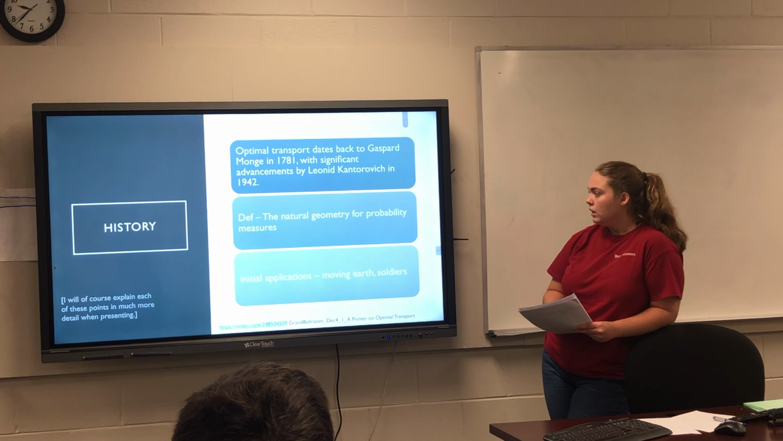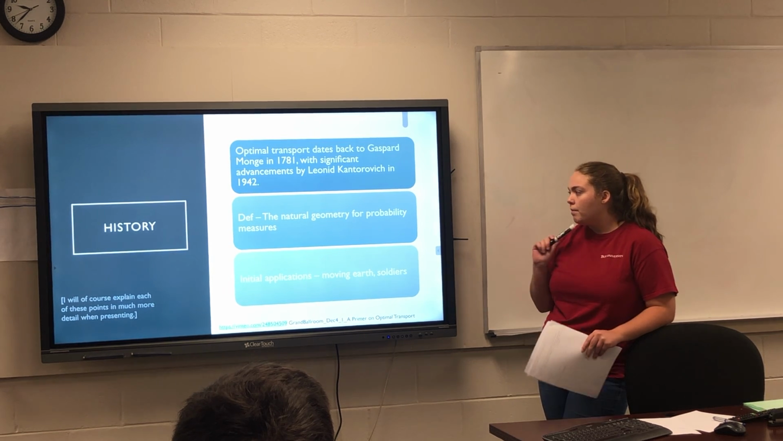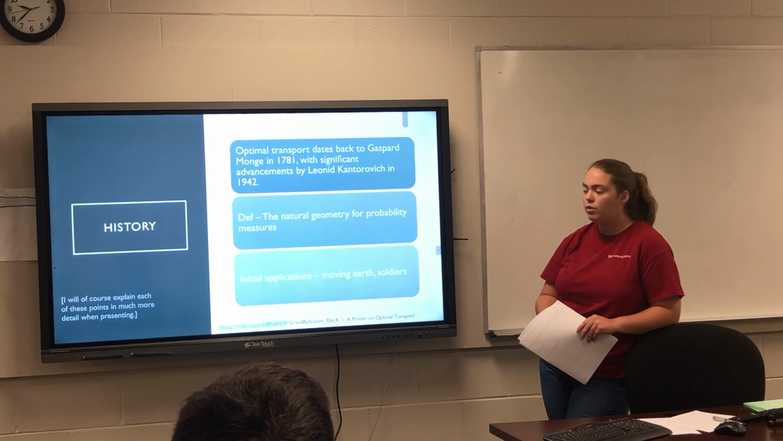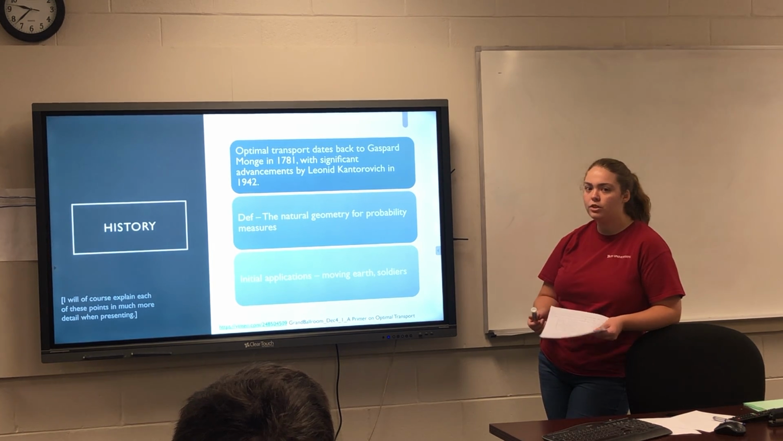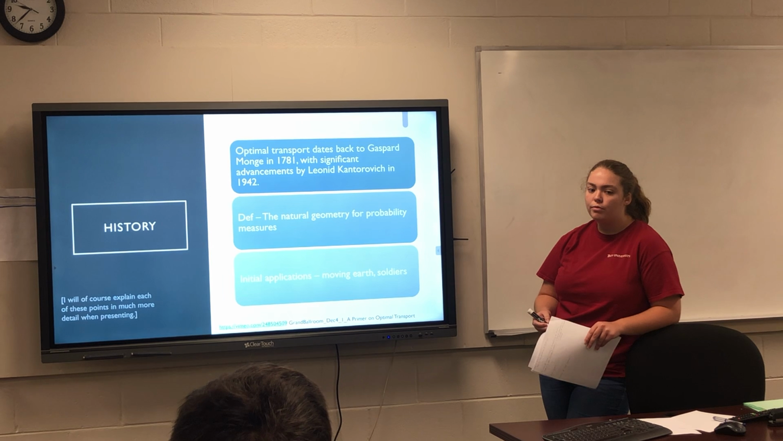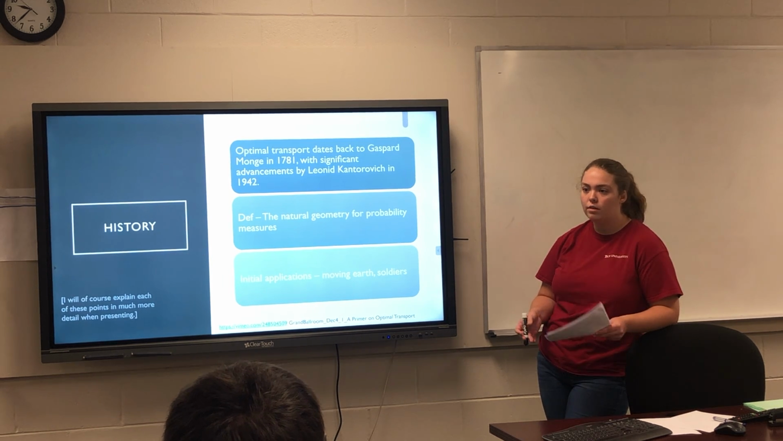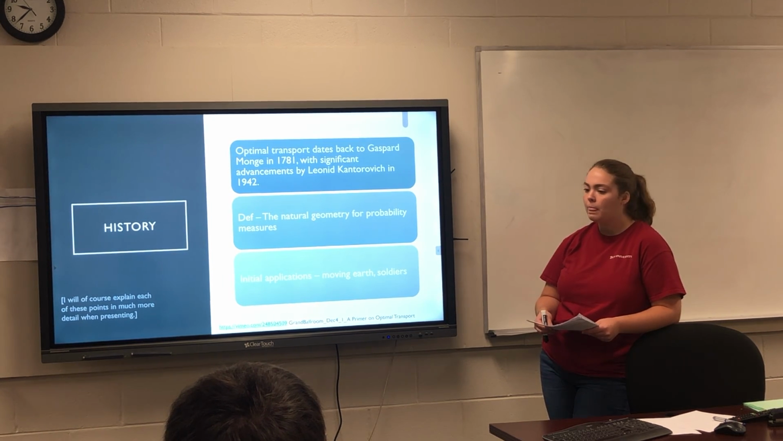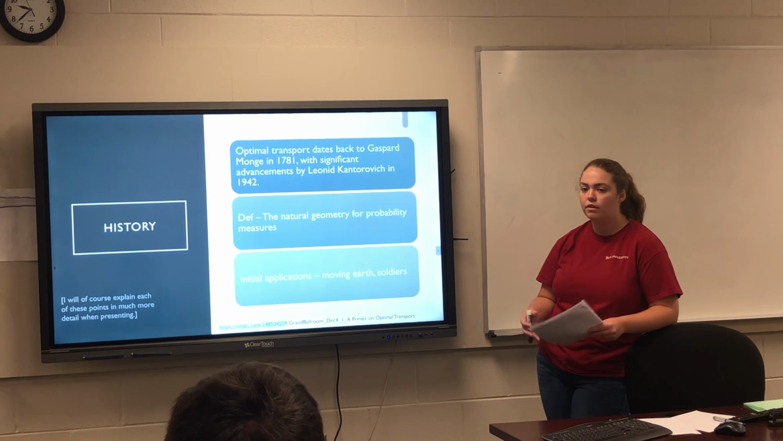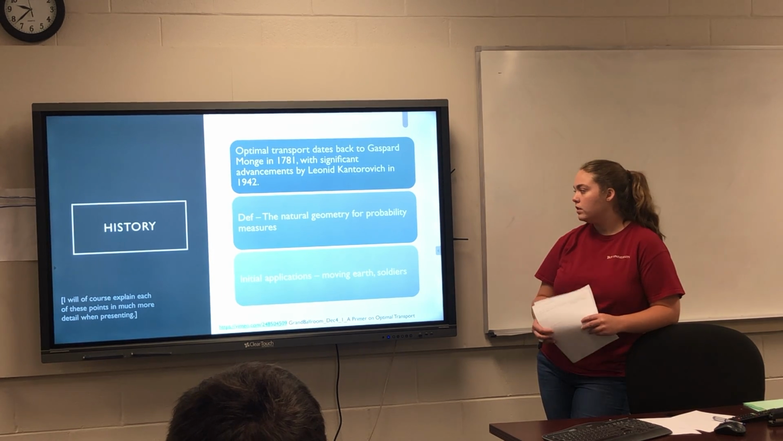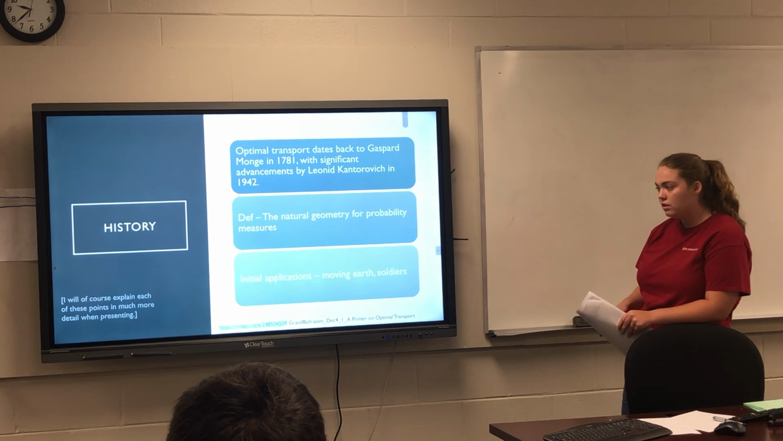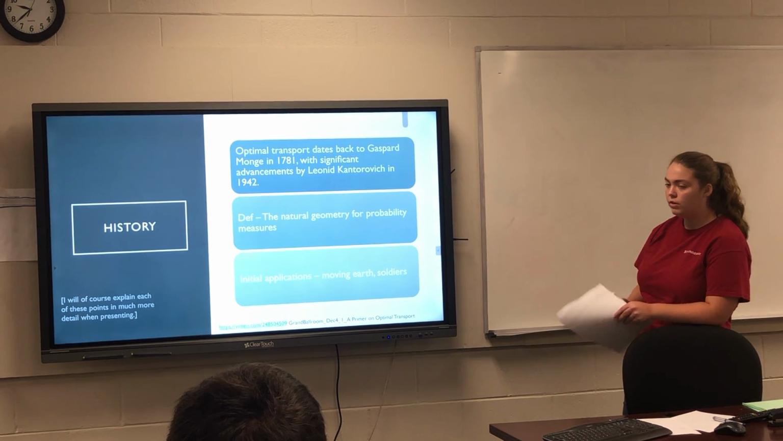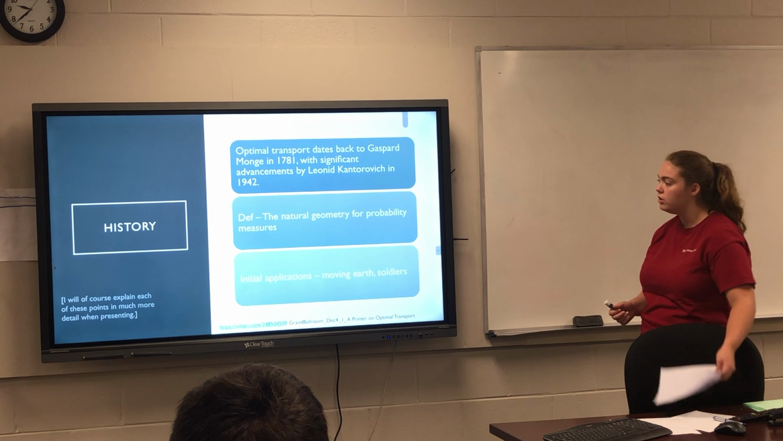One definition from a really interesting lecture that I watched was that it's the natural geometry for probability measures. As you move any object from one location to another, it also has to deal with area, volume, all that, so it has geometry applied. The initial applications they were interested in were moving earth and also transporting soldiers.